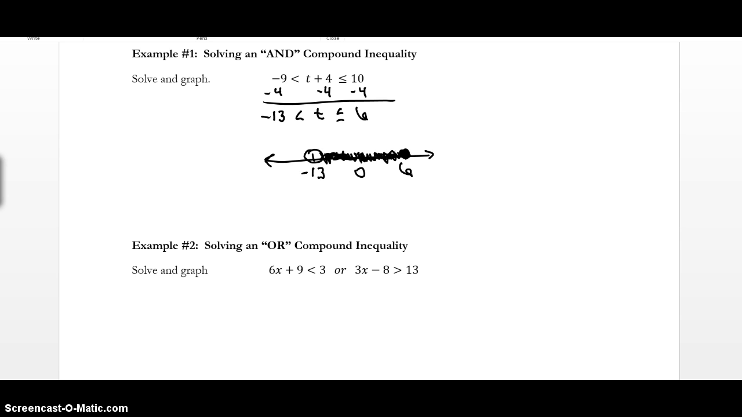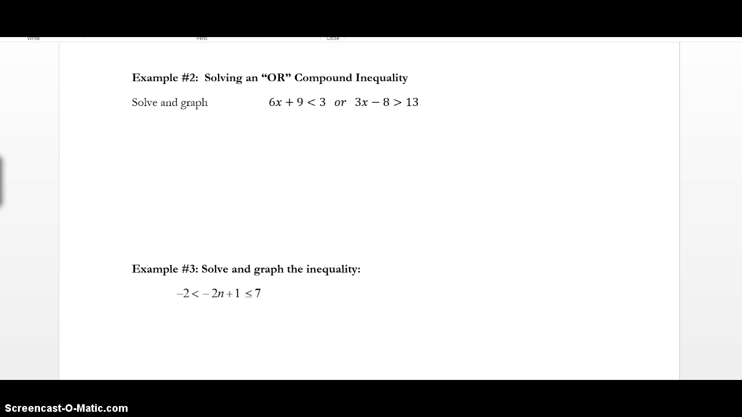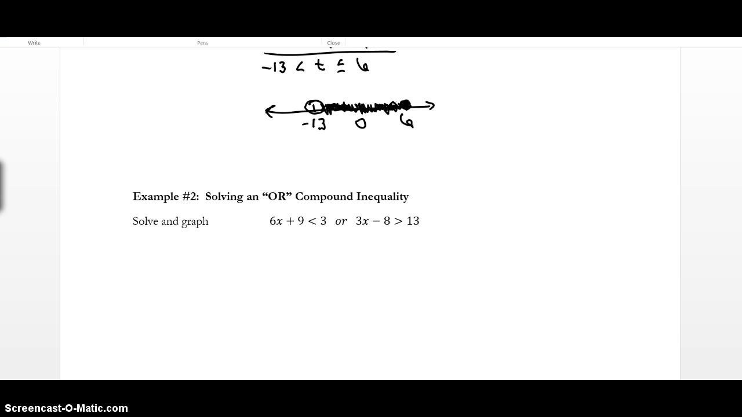Alright, let's move on to the OR type. Solving an OR compound inequality. Solve and graph. So 6x plus 9 is less than 3, or 3x minus 8 is greater than 13. There are two really separate problems here with an OR separating them. So we're going to solve them independently and write an OR between our answers. So let's do it. Subtract 9. Subtract 9.